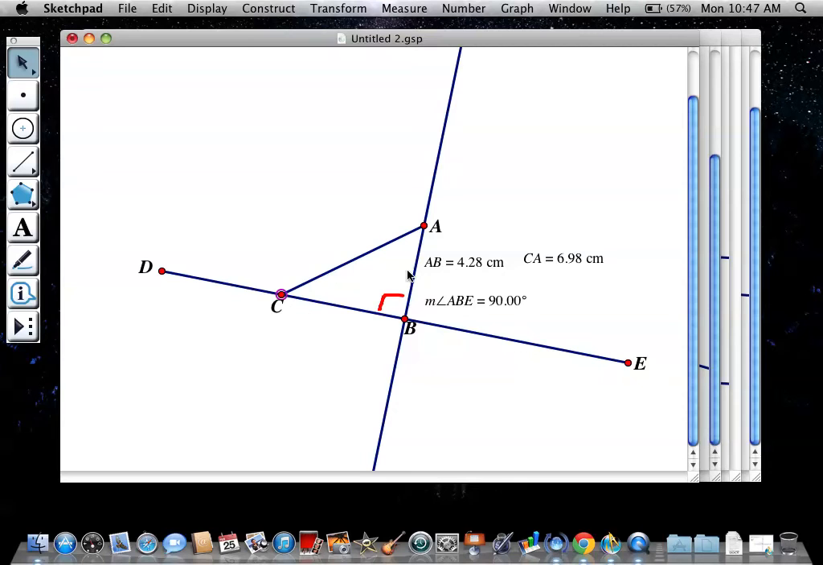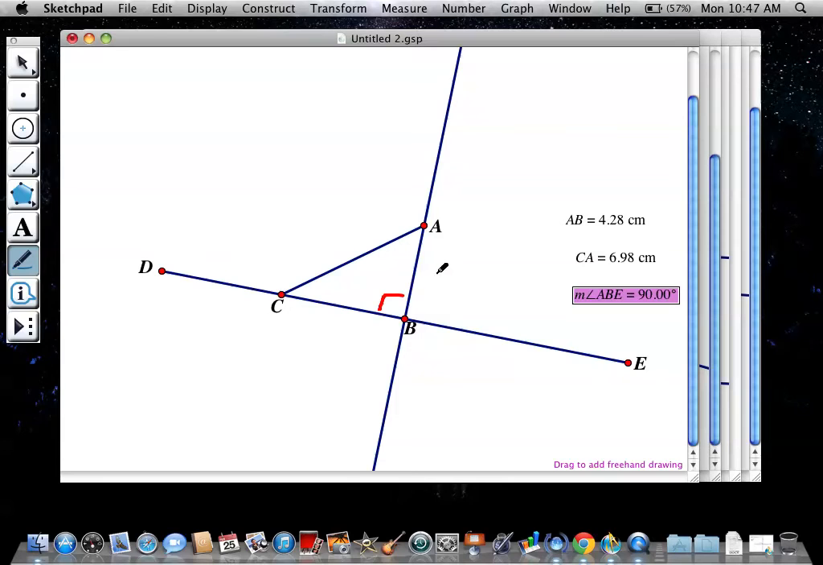Okay? So let's say, for example, that instead of actually having numbers here, I labeled this as x plus 2. That's the distance of AB. And this is 15. That's the distance of AC. Now, since I know that AB is perpendicular by the 90-degree angle here, that means that this is the shortest distance from A to DE. So that means that x plus 2 has to be less than 15.